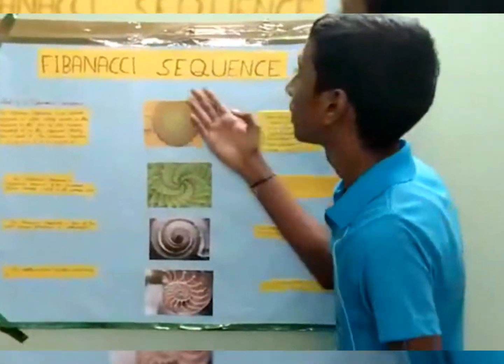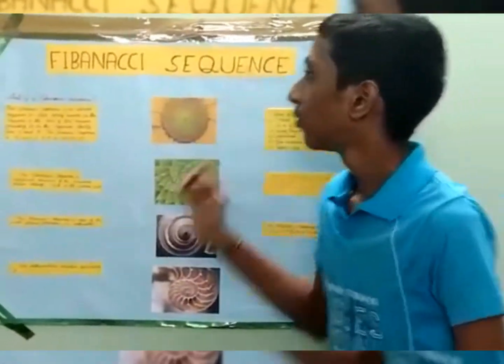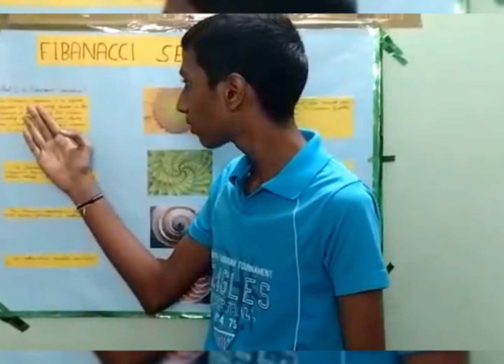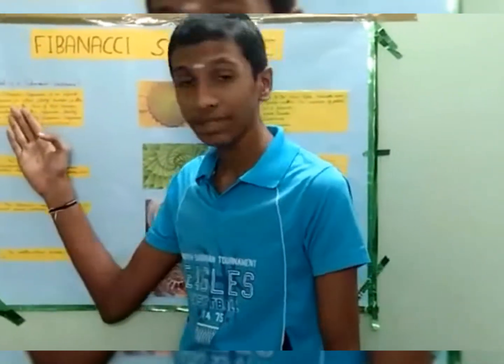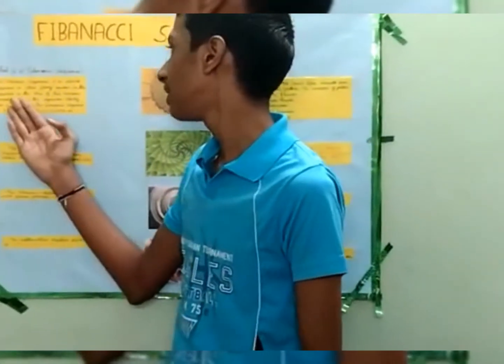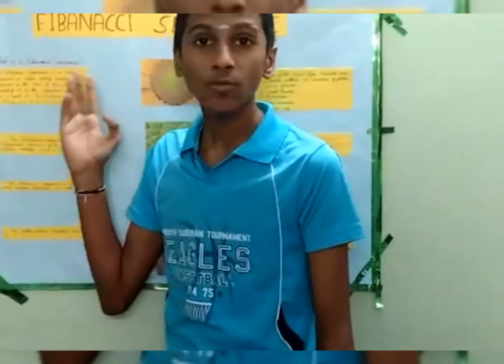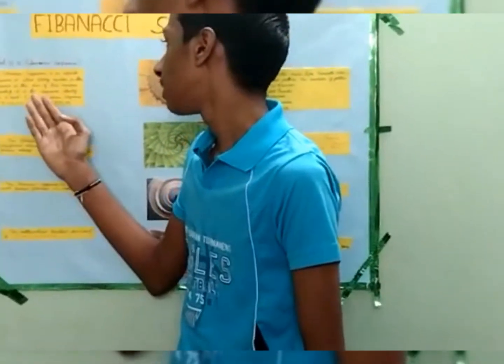My topic is the Fibonacci sequence. What is a Fibonacci sequence? The Fibonacci sequence is an infinite sequence in which every number in the sequence is the sum of the two preceding numbers in the sequence, starting from 0 and 1.